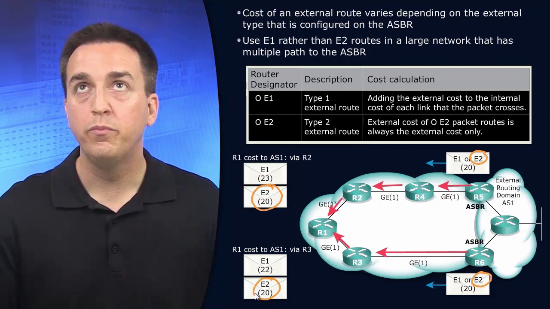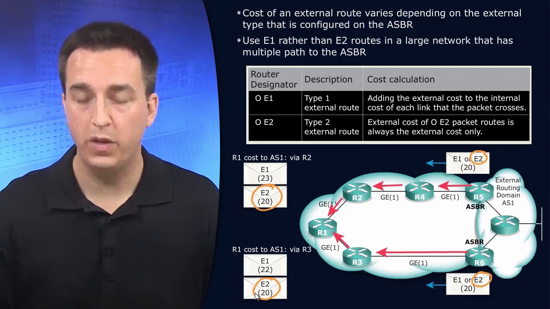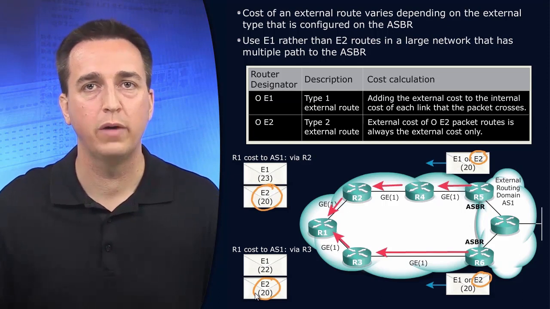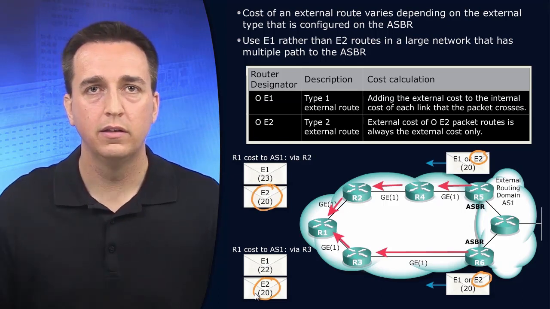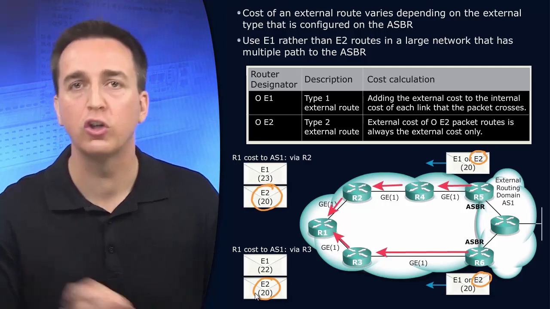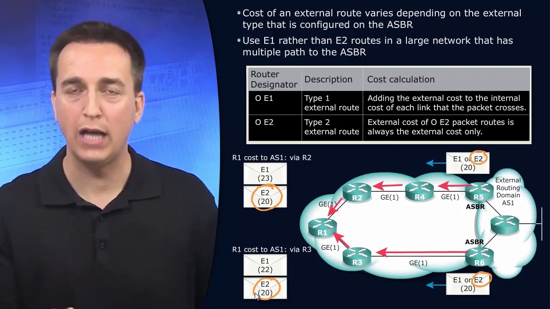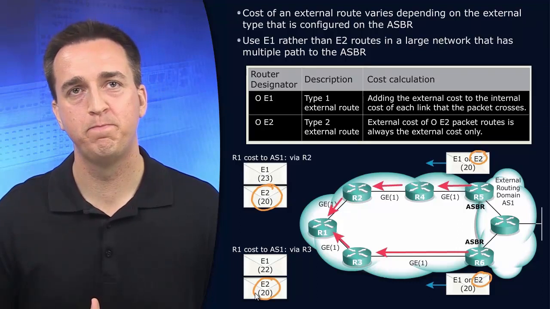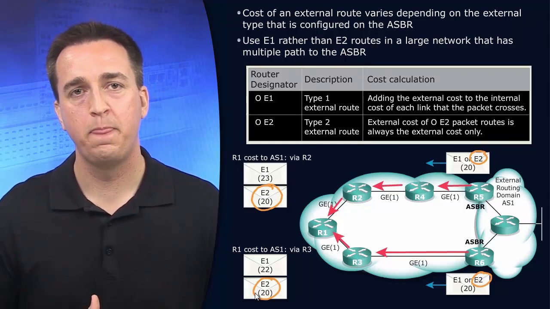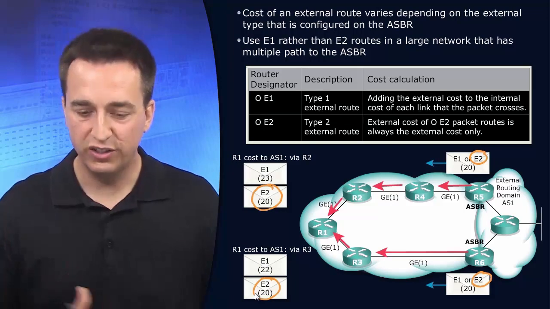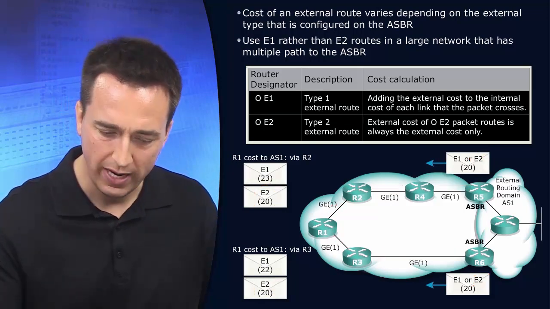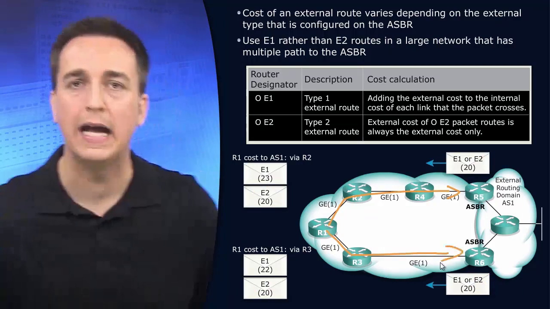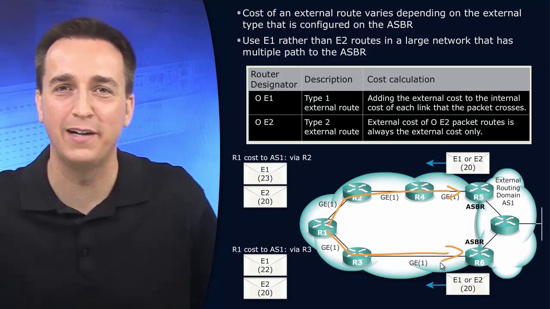So the cost of the route to get to that external routing domain is going to be the external cost only. That cost that was specified when it was redistributed. You might be thinking, sweet, load balancing. Not exactly. Not exactly.